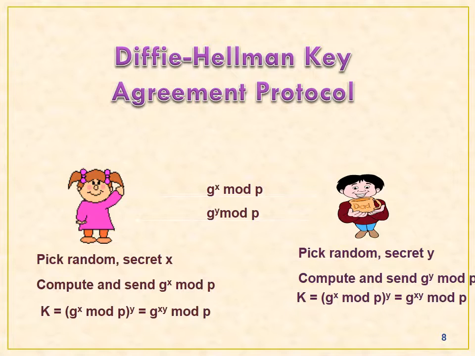Now, Bob will get Alice's message and will compute the symmetric key value in the same manner as Alice does. So, it will be equal to g raised to the power a mod p, whole raised to the power b. That is equal to Alice's message raised to the power of Bob's private key, which is equal to g raised to the power ab mod p. So, we can see that the symmetric key values computed by Alice and Bob are equal to each other. So, the symmetric key in this example is equal to g raised to the power ab mod p.